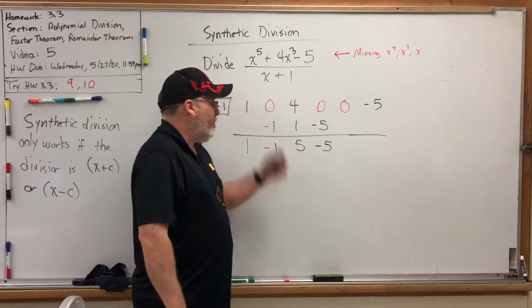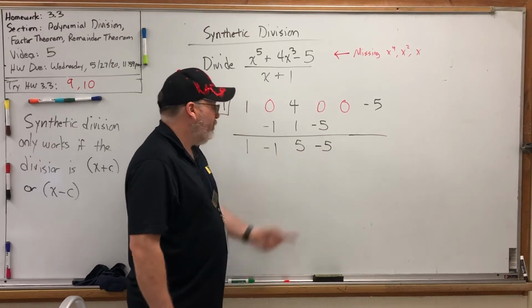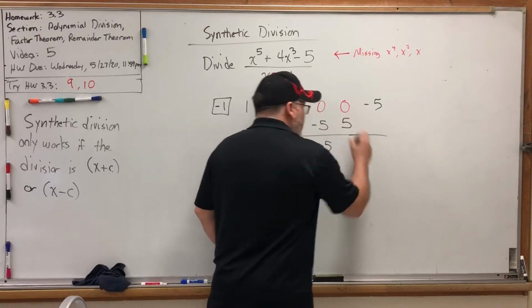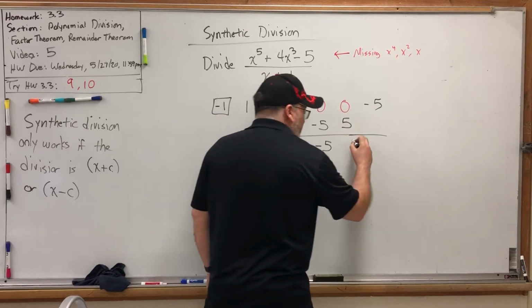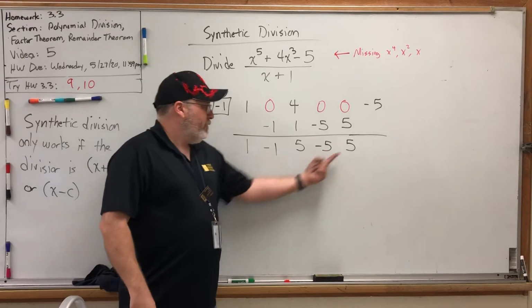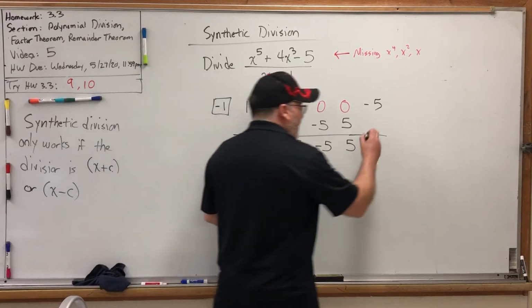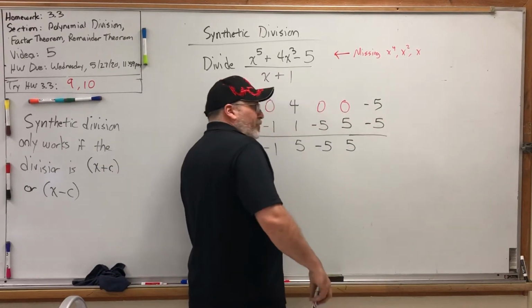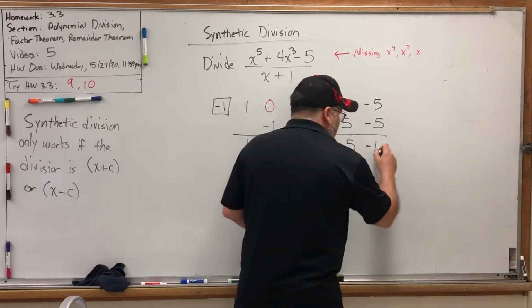Multiply diagonally by the box number. Negative 5 times negative 1 is positive 5. Add. 0 plus 5 is 5. Multiply diagonally by the box number. 5 times negative 1 is negative 5. And then add up the last column, negative 5 and negative 5 is negative 10.